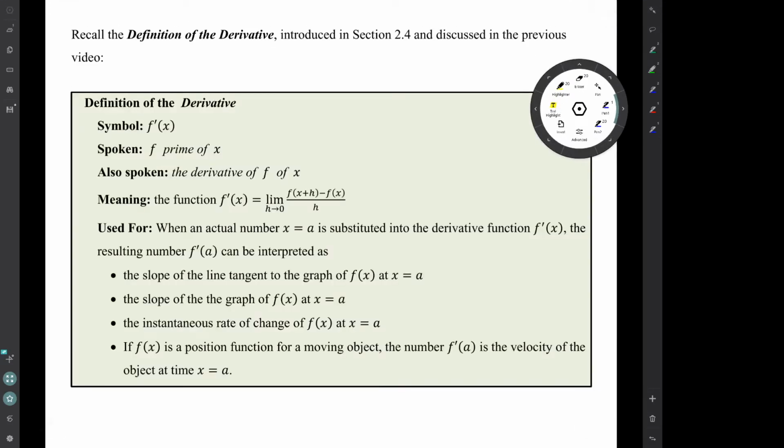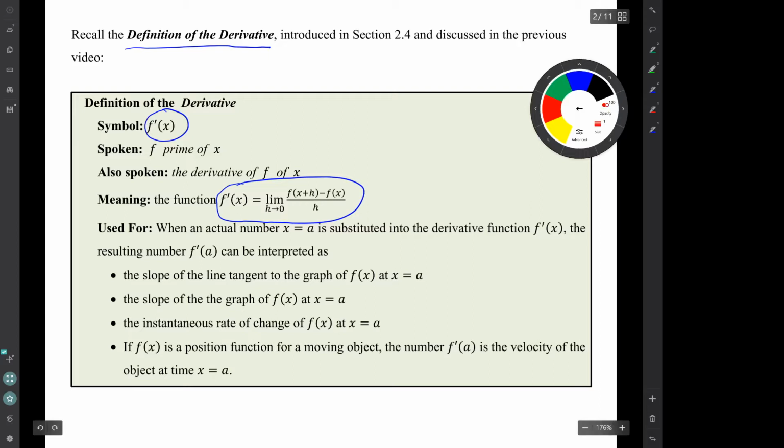Recall from section 2.4 of the book and from the previous video the definition of the derivative. The symbol is that, spoken f prime of x. It's also spoken the derivative of f of x, and it means the function given by this formula. What's this used for? Well, note that, again, this is a function, has a variable x inside. But when you actually substitute a number a in those spots, you get a number f prime parentheses a.